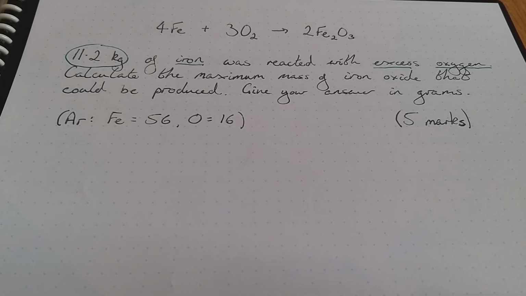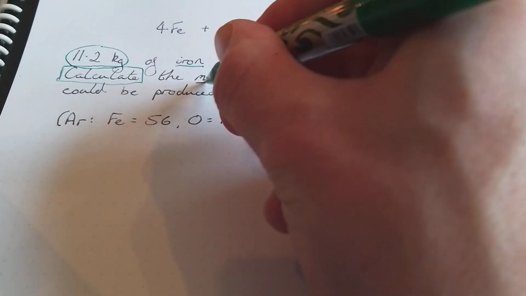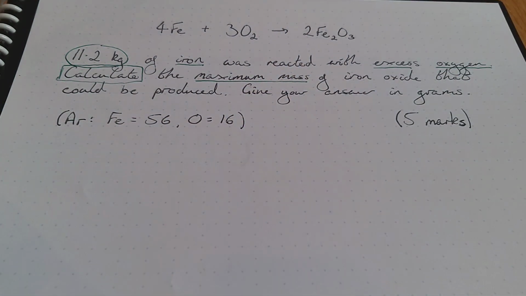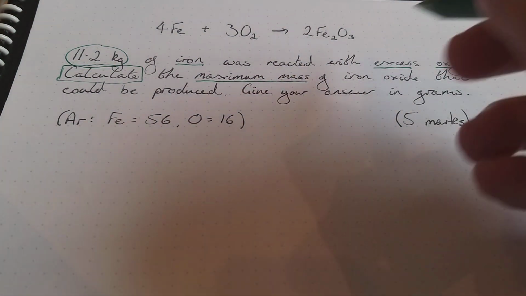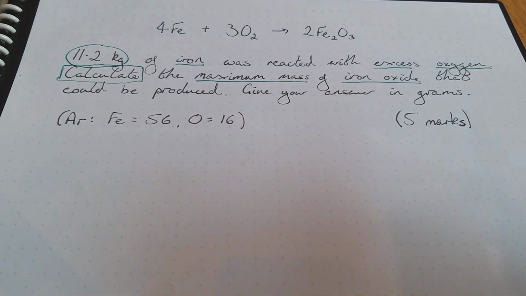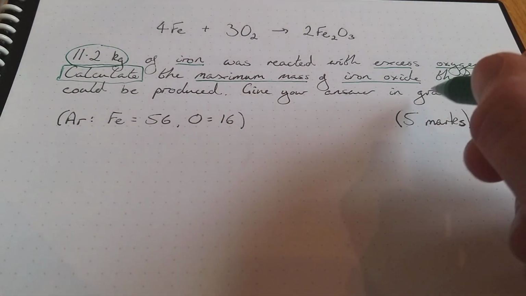Calculate the maximum mass of iron oxide that could be produced. So calculate is our command word. That's telling us we're going to need to do a calculation. The maximum mass of iron oxide, that's our product, that could be produced. Give your answer in grams.